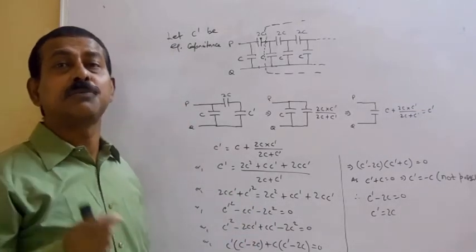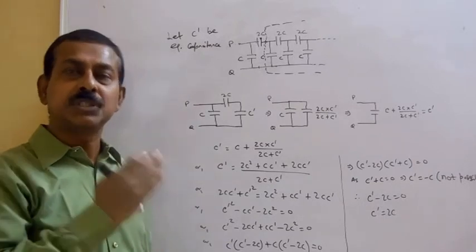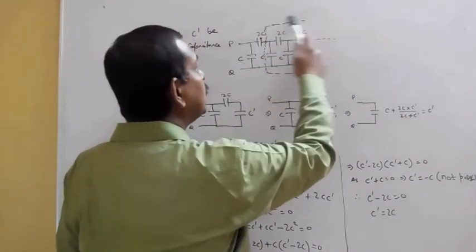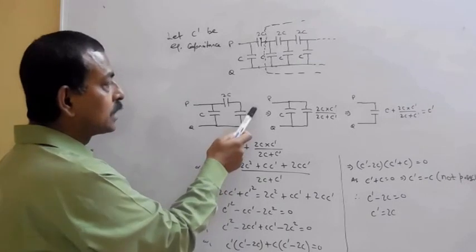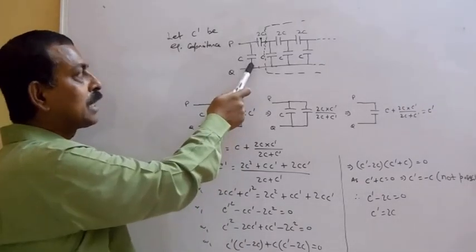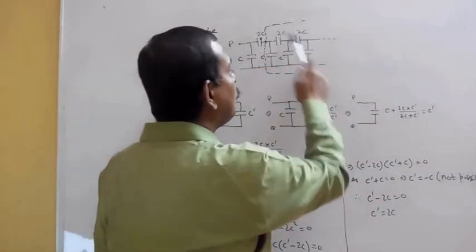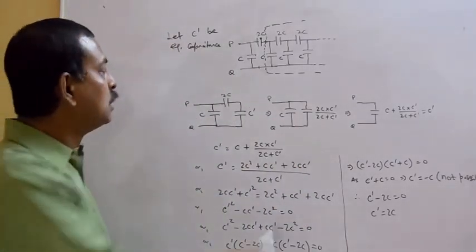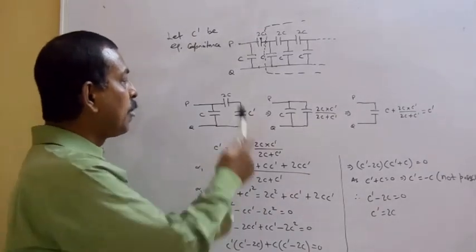Of course, you can say that one unit is less, but since it is an infinite unit network, obviously the equivalent capacitance of this network will also be the same. So let this part be represented by the infinite unit network, and its capacitance we have taken as C dash. C is this particular capacitor, 2C is this one, and for this entire part we have taken the equivalent capacitance as C dash, so it is C dash here.